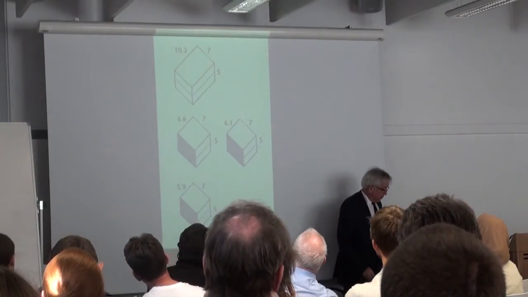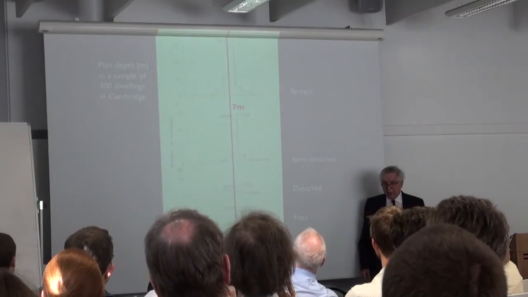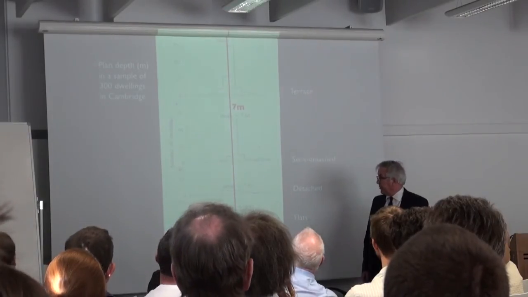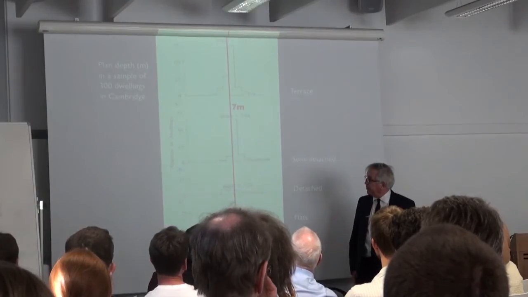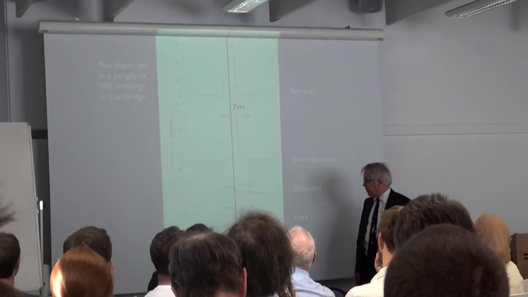The reason I've taken 7 meters for the depth is shown in these graphs. These are results from a survey that Frank Brown and I did in the 1980s, 300 dwellings in Cambridge, where we made plans and measured them.